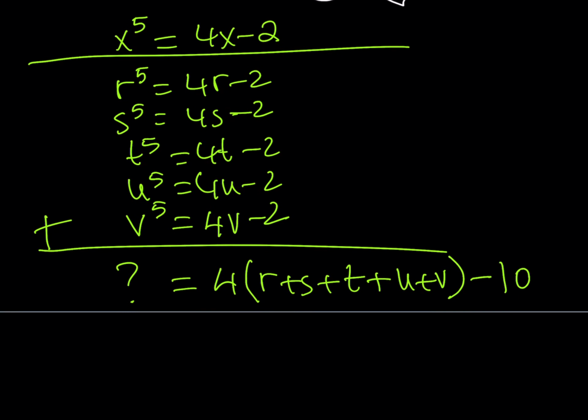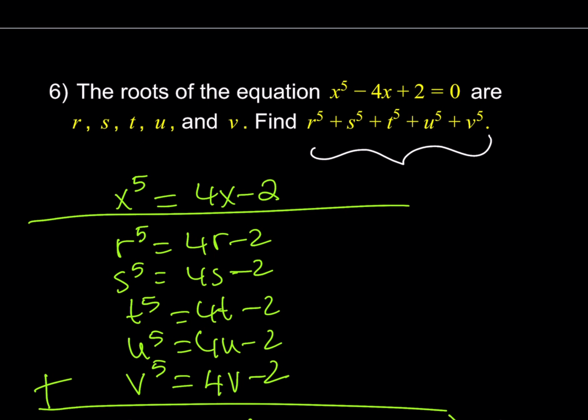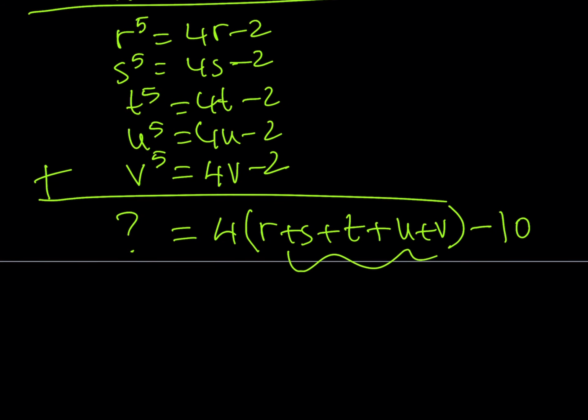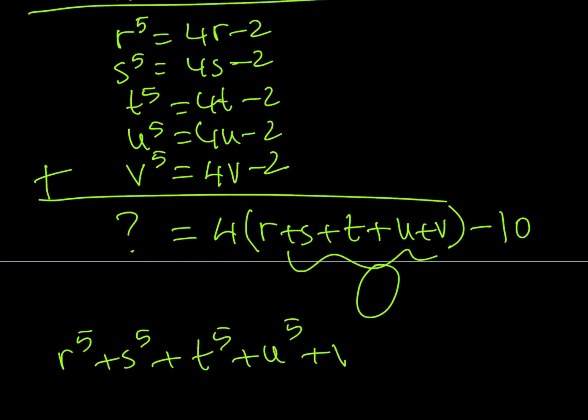But guess what? I was trying to find the sum of fifth powers, but I ended up with the sum of r, s, t, u, v. But that's easy to find. Look at that. It's negative b over a, and b is 0. Awesome, beautiful. Don't you love this? This is 0, and the answer, what I'm looking for, which is r to the fifth plus s to the fifth plus t to the fifth plus u to the fifth plus v to the fifth, is equal to negative 10. And that's the end of this video.